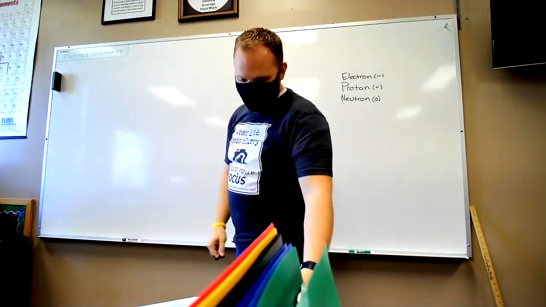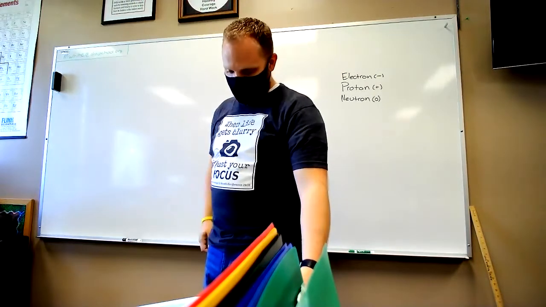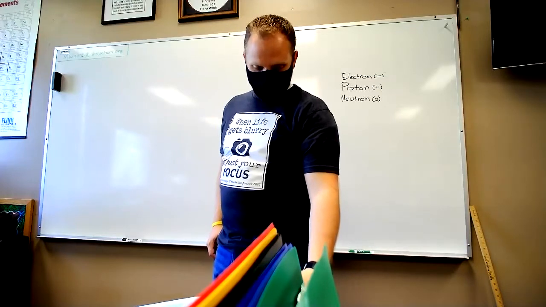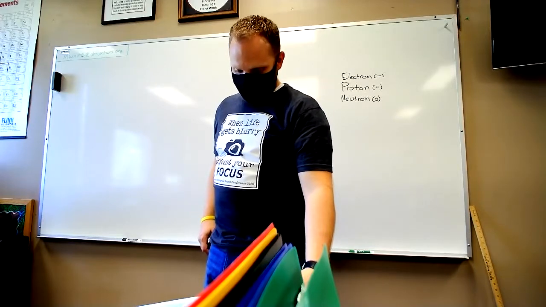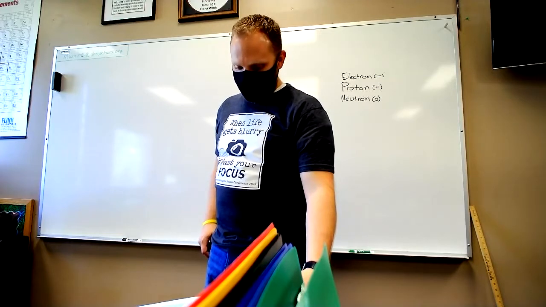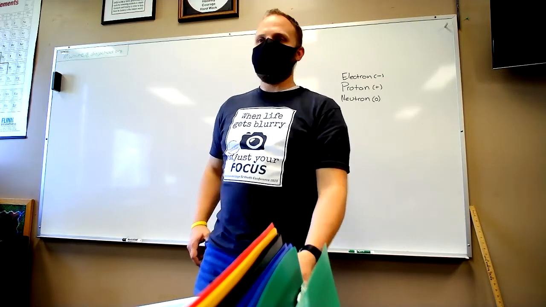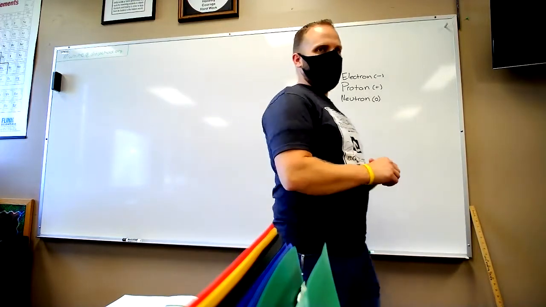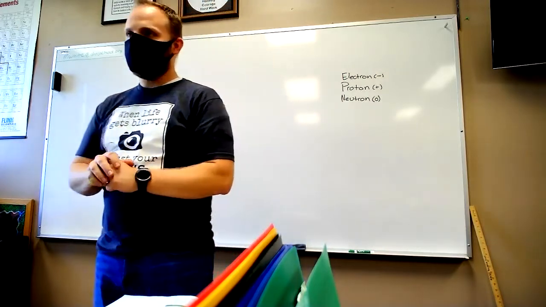Okay, let's try another one. How many protons do we find in potassium? 19. 19. Great. How many protons do we find in platinum? 78. Excellent. Okay. That makes sense, right? Okay. The atomic number is how many protons it has.